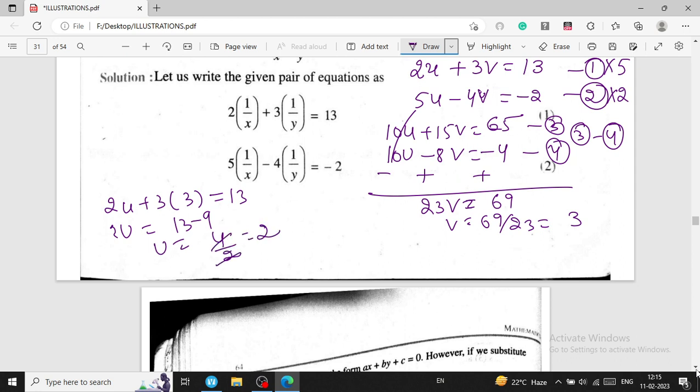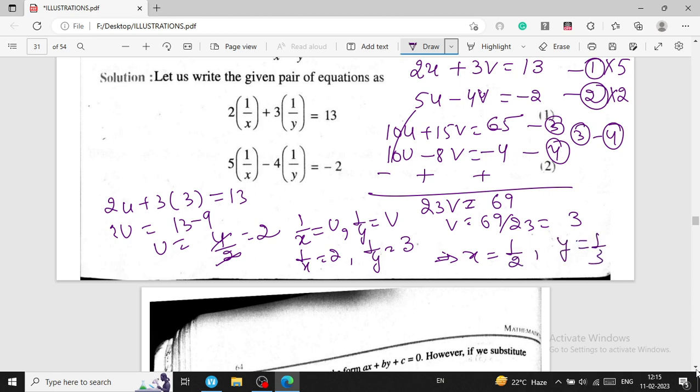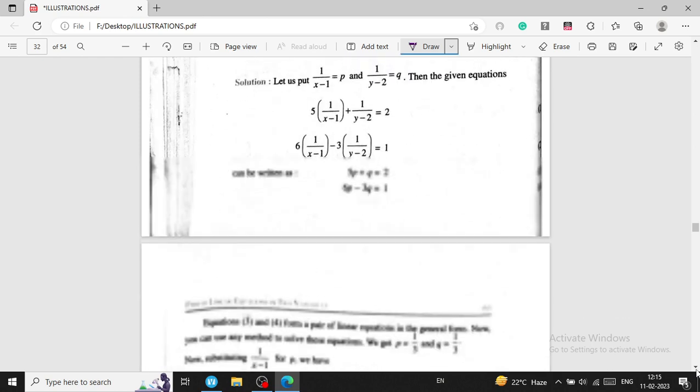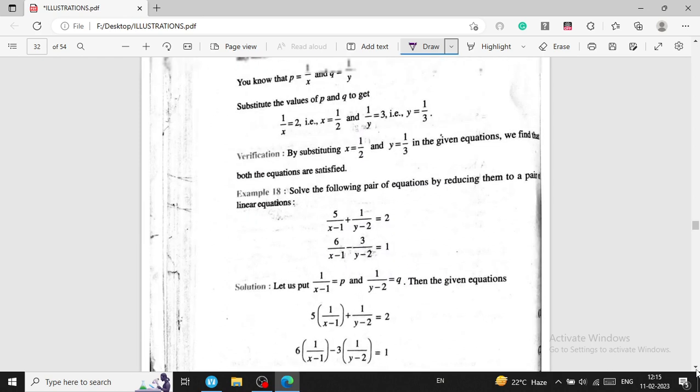Now you can finally substitute all the u and v values in the starting values, where we wrote 1 by x is equal to u and 1 by y is equal to v. 1 by x is equal to 2 and 1 by y is equal to 3. Means we get x is equal to 1 by 2, y is equal to 1 by 3 when we cross multiply. You can find this result. This is the method of reducing equations. You can reduce any type of pair of linear equations.